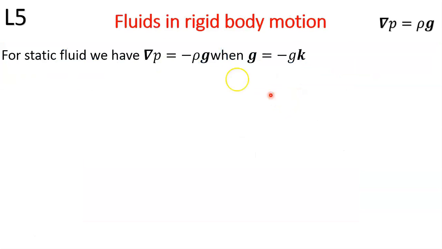Now we are in a position to discuss fluids in rigid body motion. We have the basic equation: the gradient of pressure is equal to rho times g vector.